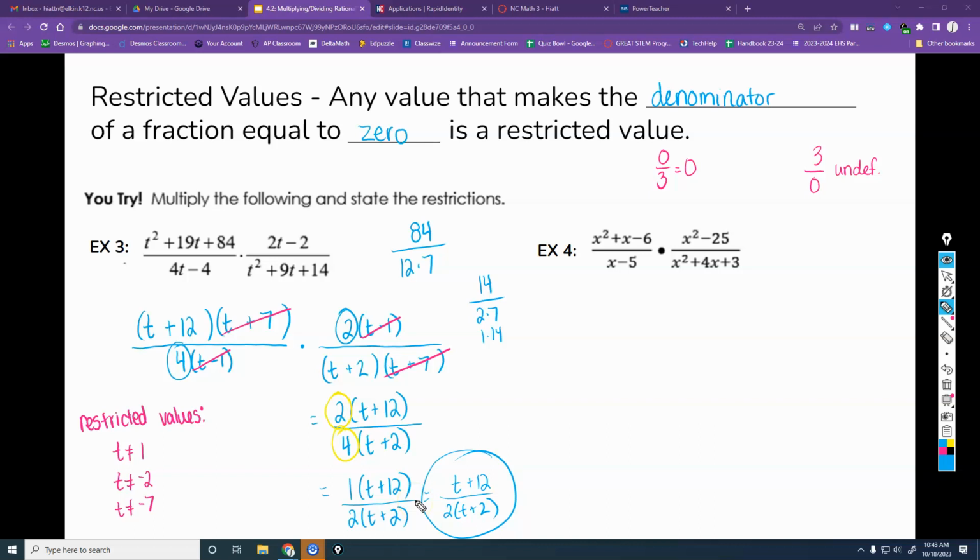And your restricted values are over here. If you wait till you cancel, it would look like -2 is the only restricted value. So you have to state restricted values before you cancel.